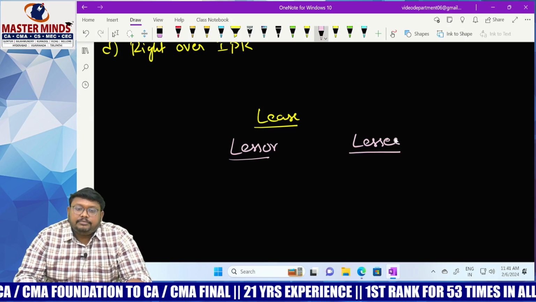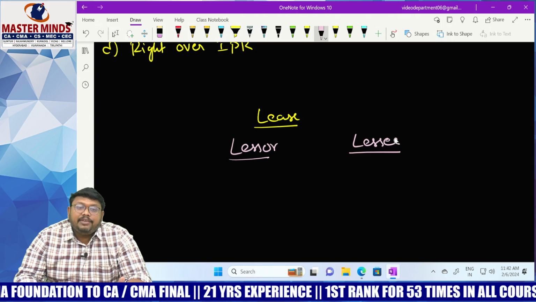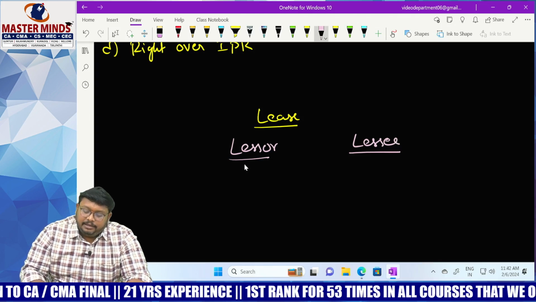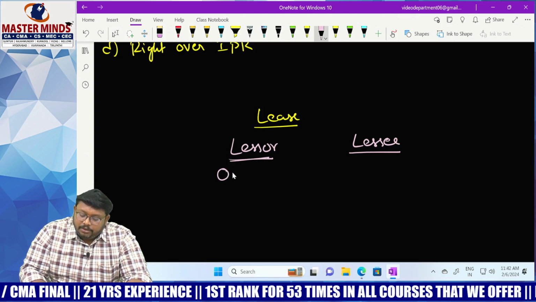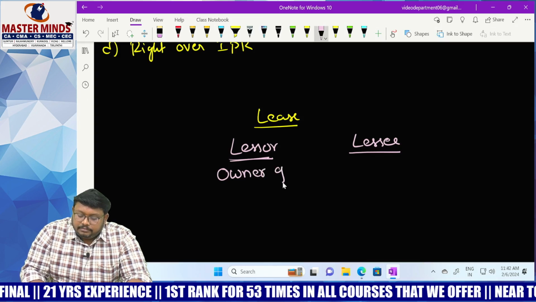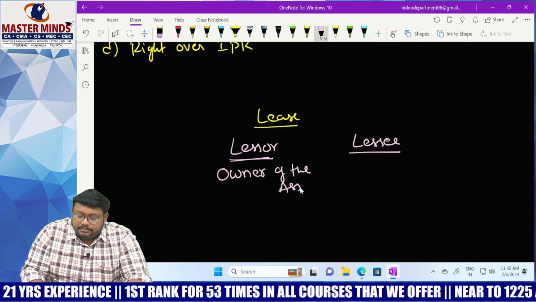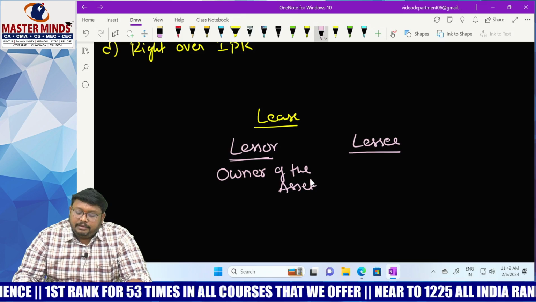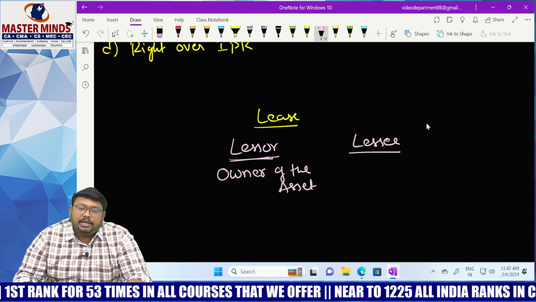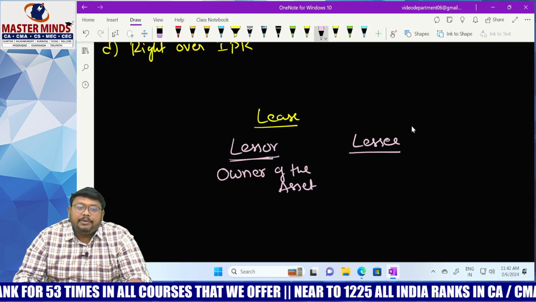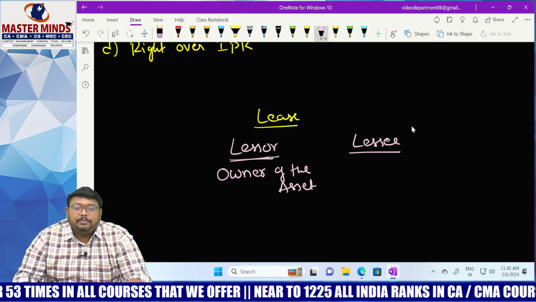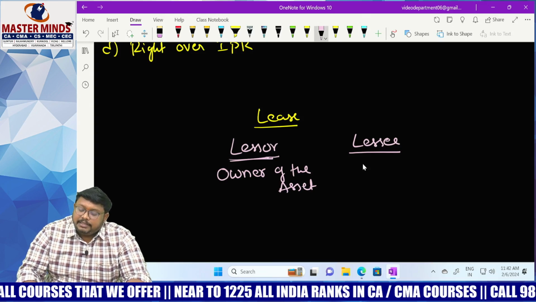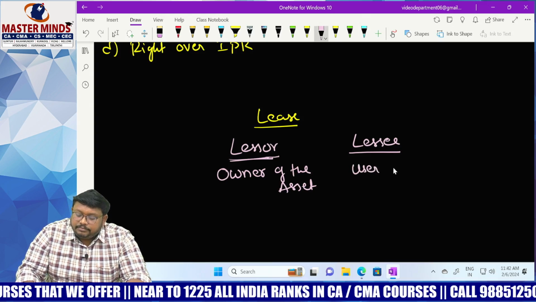So who is the lessor? Lessor is the person who is giving his asset for lease to the other party. So can I say he is the owner of the asset? Lessor is the owner of the asset. And here we are giving the asset for lease to the other person. So who is lessee? The person who takes the asset for lease, who acquires the asset for lease, is called lessee. So can I say lessee is the user of the asset?